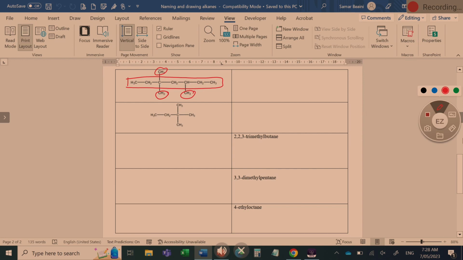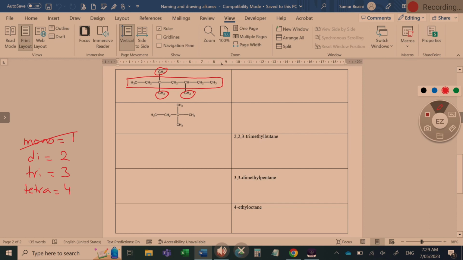What do you notice about all of the branches? They're the same. They're methyl. Okay? So I have to use a prefix that tells me that there's 3 of the same kind. So what's the prefix for 3? Tri. Okay? So mono means 1. Di means 2. Tri means 3. And tetra means 4.